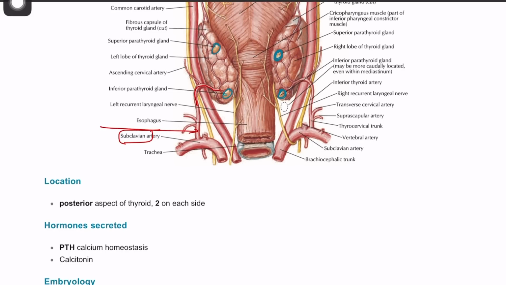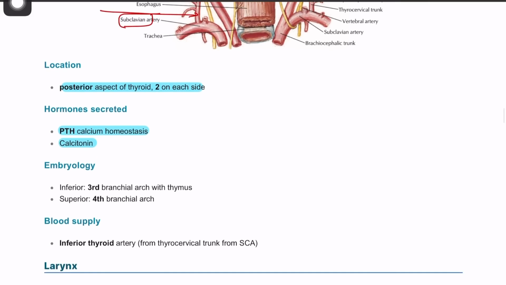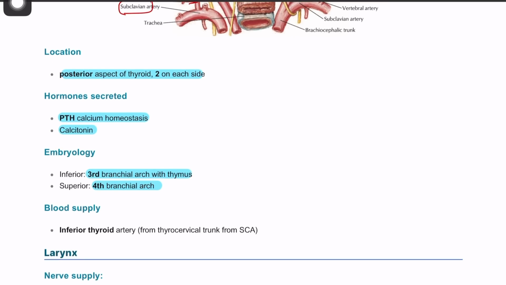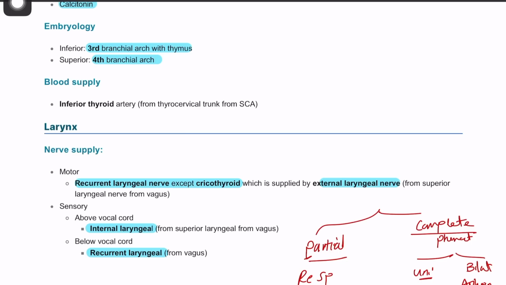So we mentioned there are 2 on each side on the posterior surface of the thyroid gland. Hormones secreted: parathyroid hormone from the cortex and calcitonin from the medulla. Also the embryology of this gland: the inferior takes from the 3rd branchial arch, and the superior takes from the 4th branchial arch. Blood supply, we mentioned it's mainly from the inferior thyroid artery. The larynx, we mentioned the nerve supply of the larynx, which could be motor and sensory. Motor is all the muscles except cricothyroid, and sensory is above and below the vocal cords. So above the vocal cords is the internal laryngeal, and below the vocal cords is the recurrent laryngeal nerve.